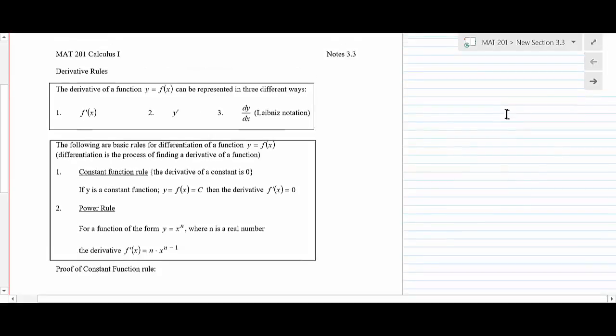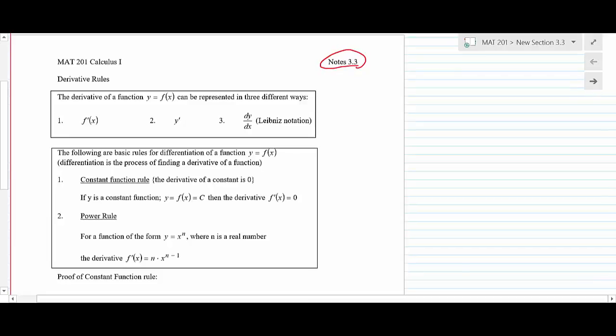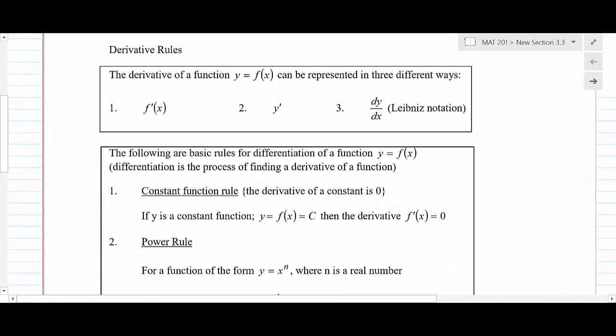So on 3.3, this section right here is a super important section because it's the fundamentals of working with derivatives and just basic derivative rules. The first thing I want to mention is the different types of notation. So far about all we've seen is f prime of x. You could also say y prime, or you can do this.